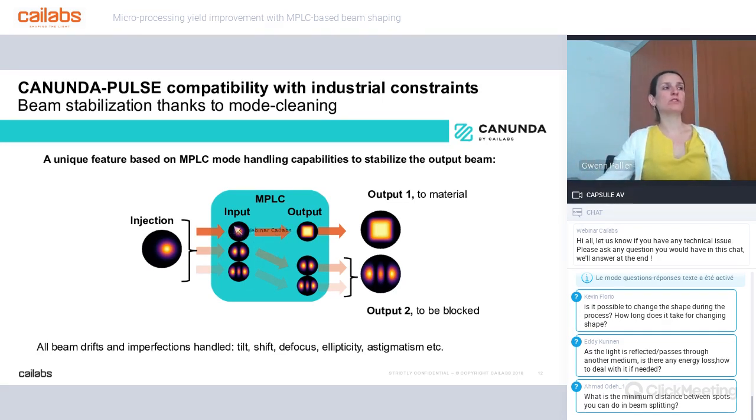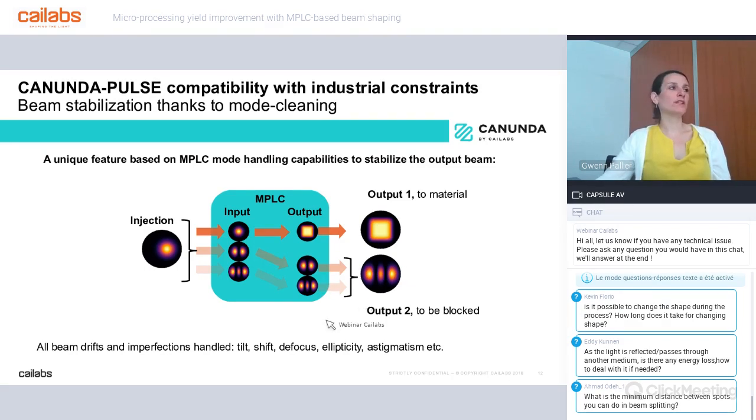So in one way, the energy which is in the Gaussian beam will go through the MPLC and make the nice shape in the processing plane. On the other side, the energy which is in the higher modes goes in another path, and ends up somewhere else, and we just block it. What does it mean? It means that in any case, even if your beam is not stable, you will have a stable output on your material. The drawback is that, of course, if your beam is not stable, you have energy going there, and you lose some energy.